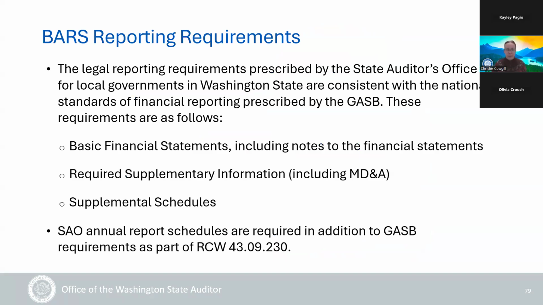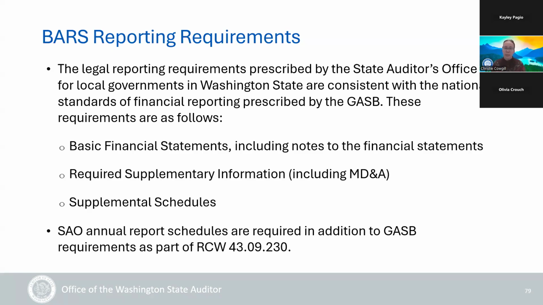Moving on to the last component of the annual report, which is your government's financial reporting package. The SAO annual report schedules we covered already are required in addition to the GASB requirements, because the SAO schedules are required as part of RCW 43.09.230. Essentially, this means even if the schedule of liabilities is included in your financial reporting package, it is still required to be completed in the SAO prescribed Schedule 09.